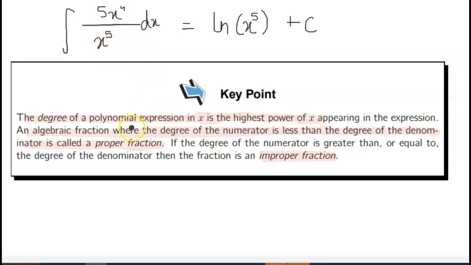Now, next thing is the degree of the polynomial. It is the highest power of x that appears. If it's x cubed plus 7x squared, the degree is determined by x cubed, so 3 is the degree.